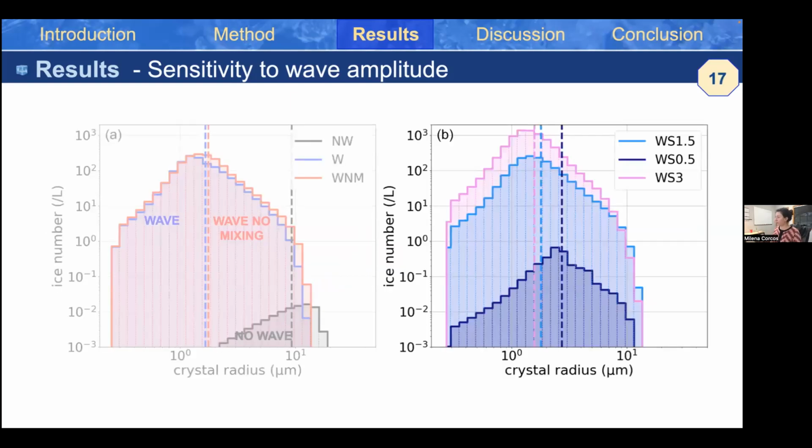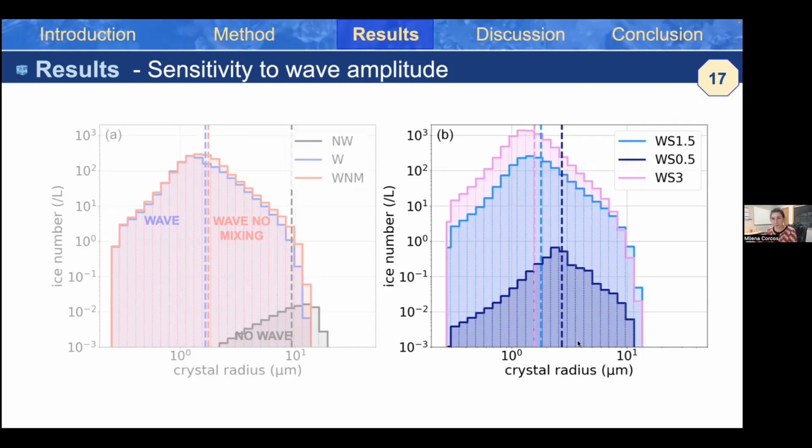So if we look at the ice production, when we are varying the amplitude of the waves, we can see that, as expected, having a bigger amplitude is increasing the ice production, and it is also decreasing the mean radius of the crystals. And reversely, having a smaller amplitude is decreasing the ice production, but we have bigger crystals generated.